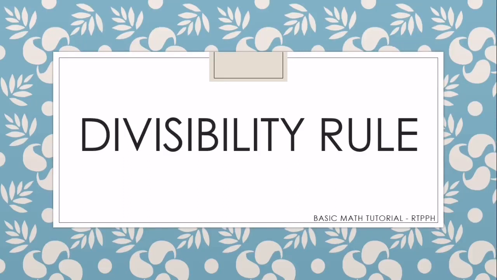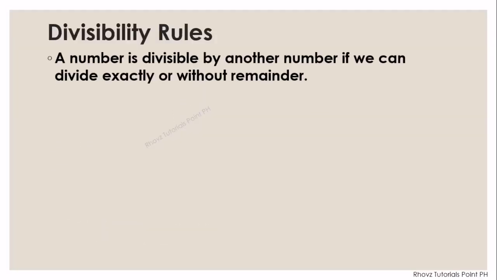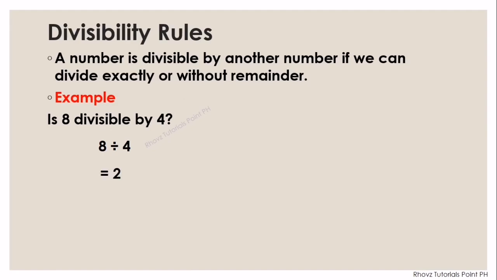Our next topic is about divisibility rule. A number is divisible by another number if we can divide exactly or without remainder. Example, is 8 divisible by 4? Okay, let's try to divide. 8 divided by 4 is 2. Therefore, 8 is divisible by 4.